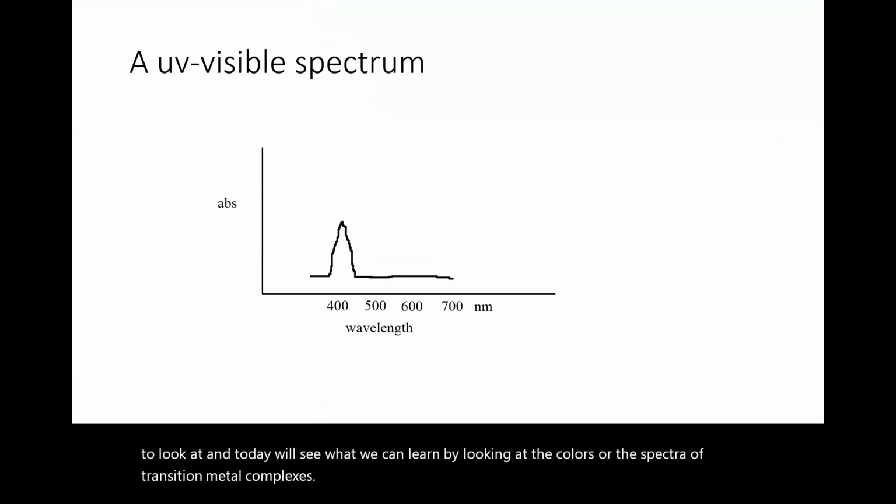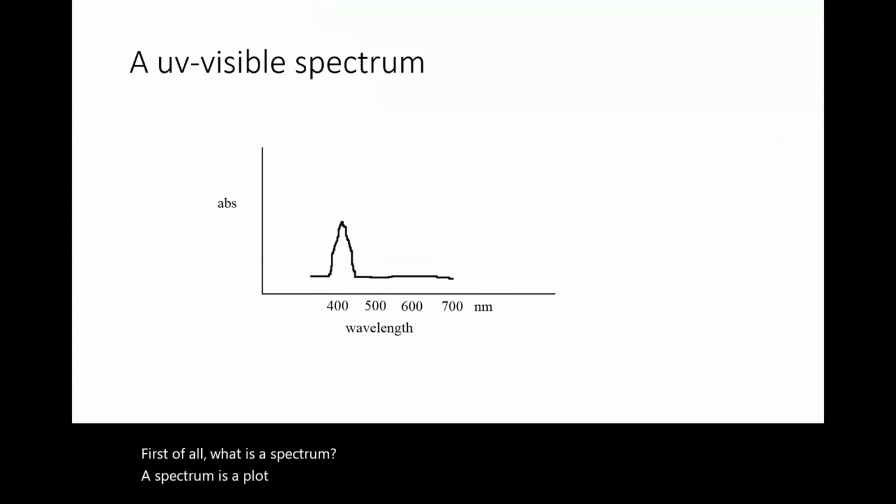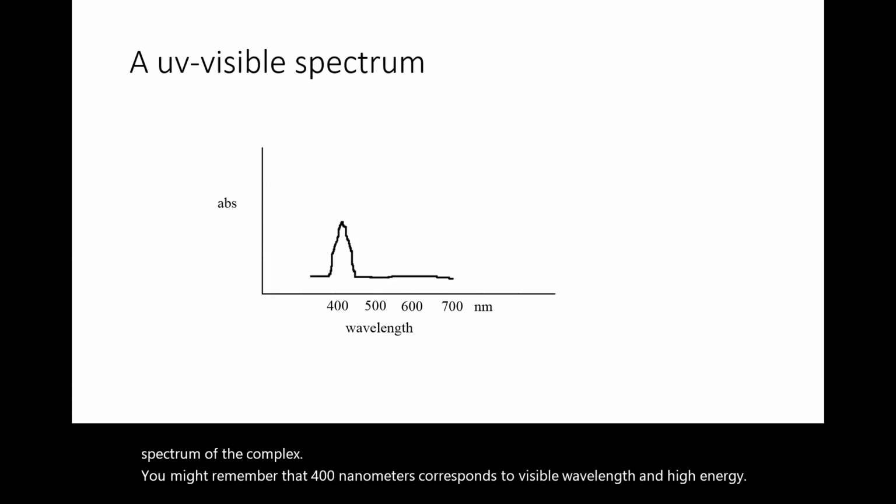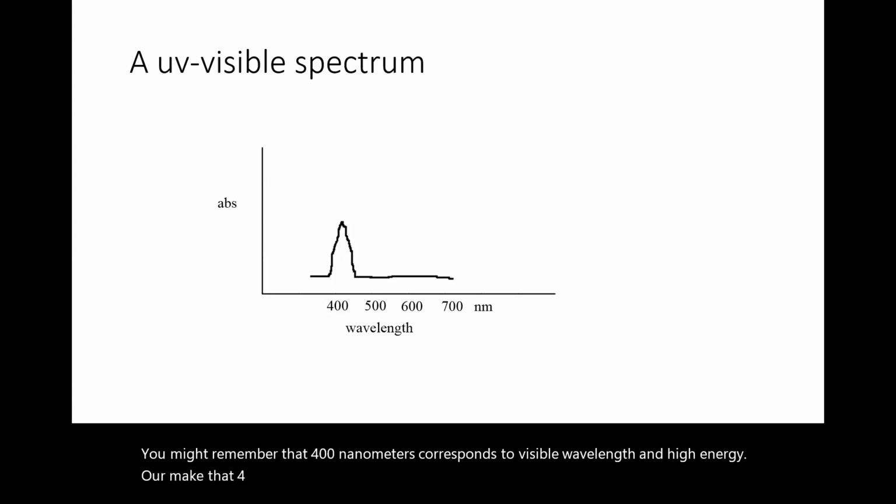First of all, what is a spectrum? A spectrum is a plot of absorbance versus wavelength when we analyze the absorption spectrum of the complex. You might remember that 400 nanometers corresponds to visible wavelength and high energy, or make that 400 nanometers and purple wavelengths. That corresponds to high energy, and 700 nanometers is red color, which is low energy.